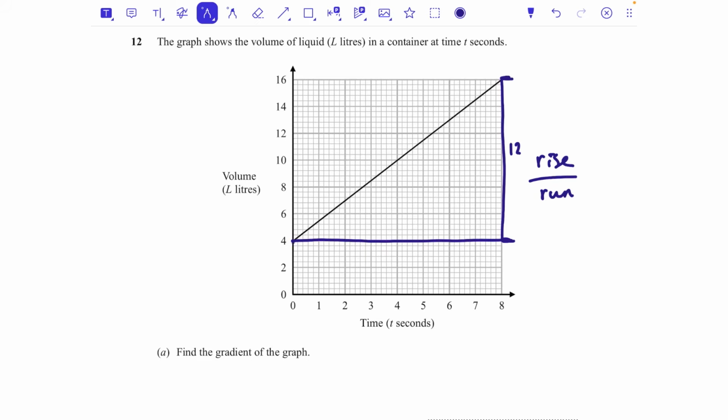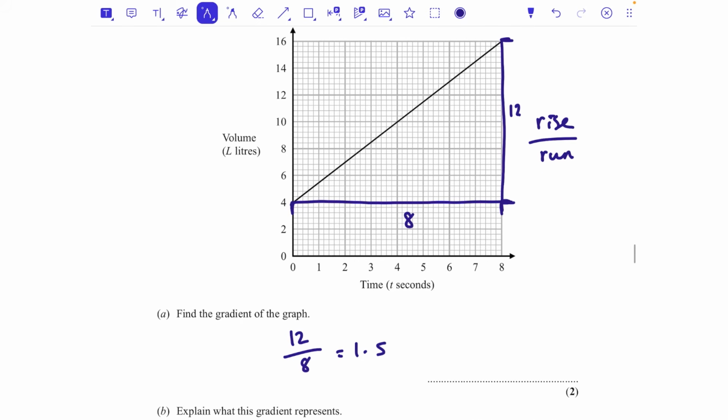The run, we are going from 0 across to 8. So 12 divided by 8 is 1.5. So we'll say the gradient here, for every 1 across, it goes up by 1.5. So 1.5 is our gradient.